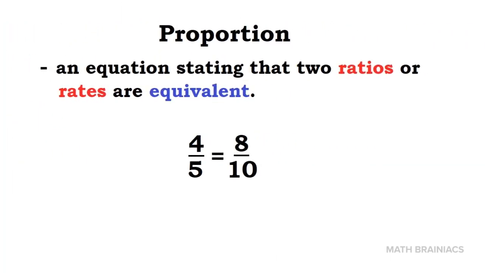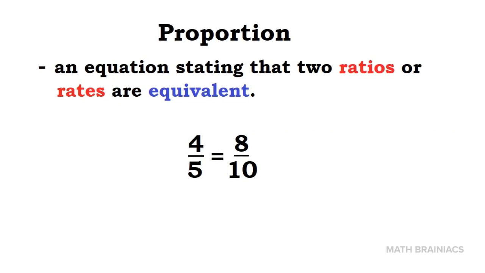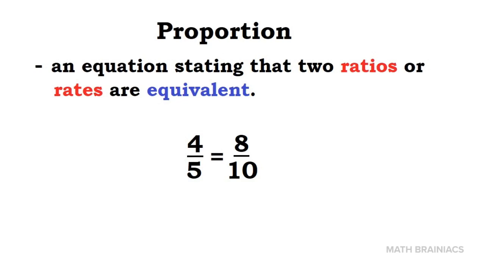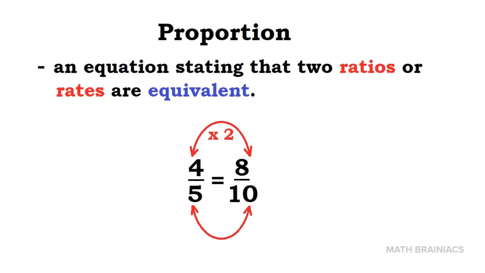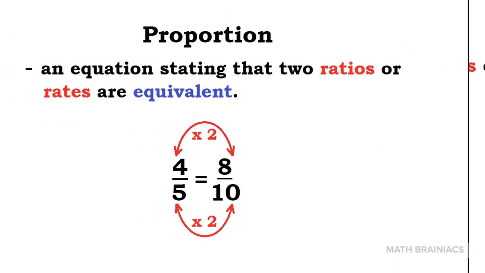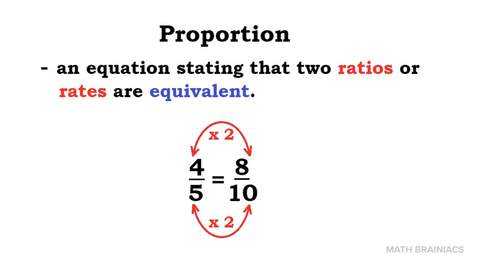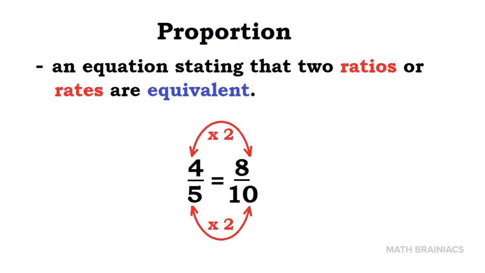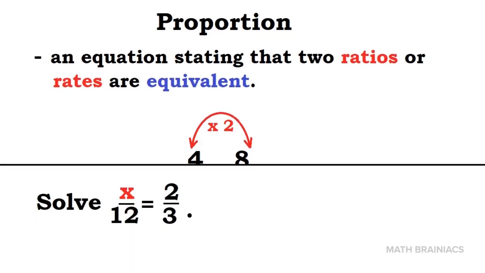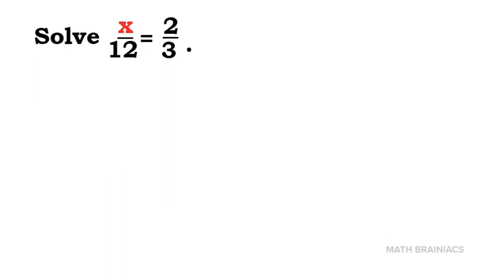Proportion is an equation stating that two ratios or rates are equivalent, like 4/5 is equivalent to 8/10. It is equivalent since 4 times 2 is equal to 8, along with 5 times 2 is equal to 10. The factor of the numerator and denominator of the first fraction is both equal to 2. Let us work on this example so that you will be guided.